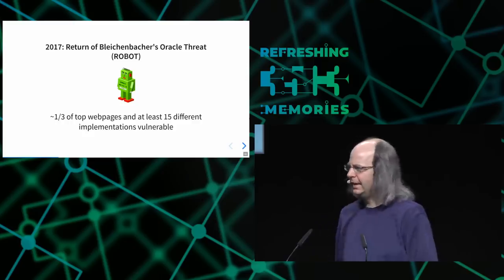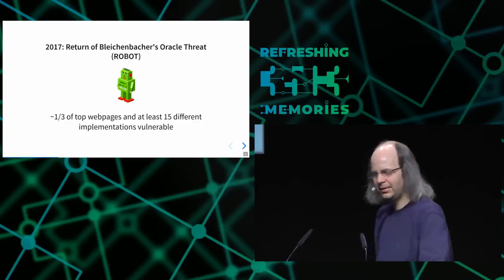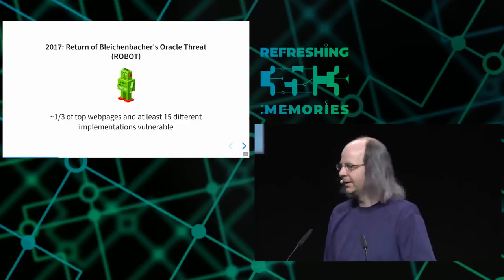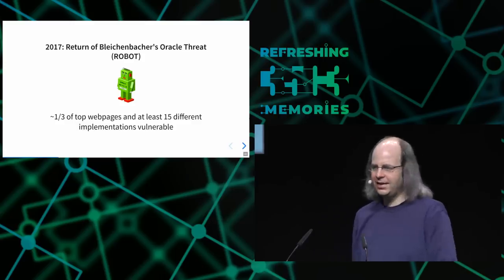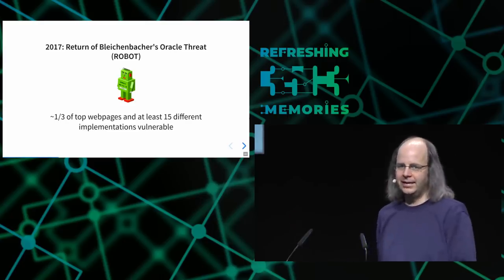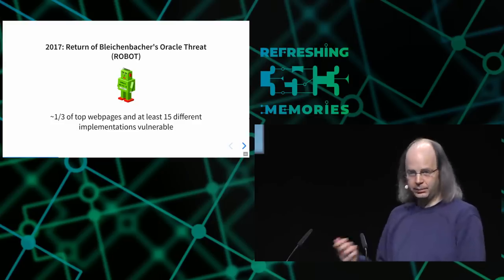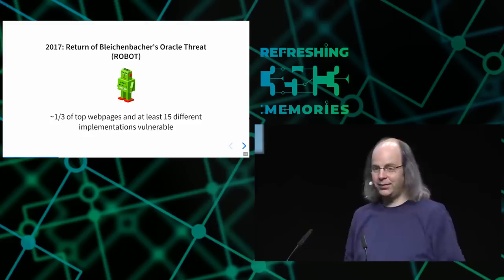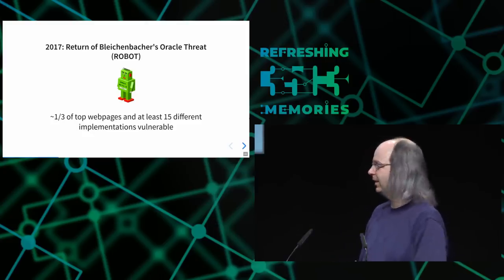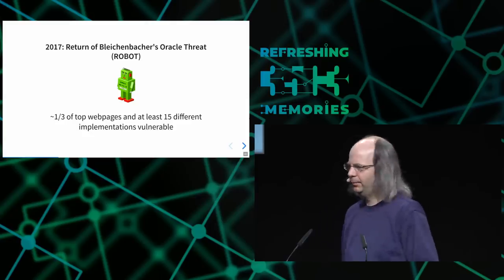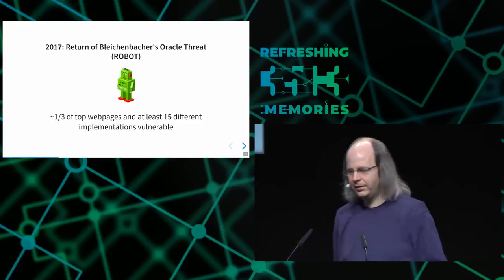And then last year, I thought maybe someone should check if there are still servers vulnerable to these Bleichenbacher attacks. So I wrote a small scan tool and started scanning, and scanned the Alexa top 1 million. The first hit was Facebook.com was vulnerable. And it turned out from the top 100 pages, roughly a third were vulnerable. And in the end, we found like 15 different implementations that are vulnerable. Probably more, but these are the ones we know about.